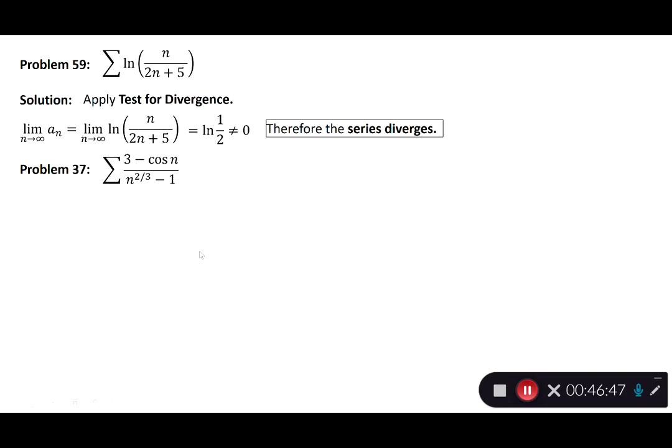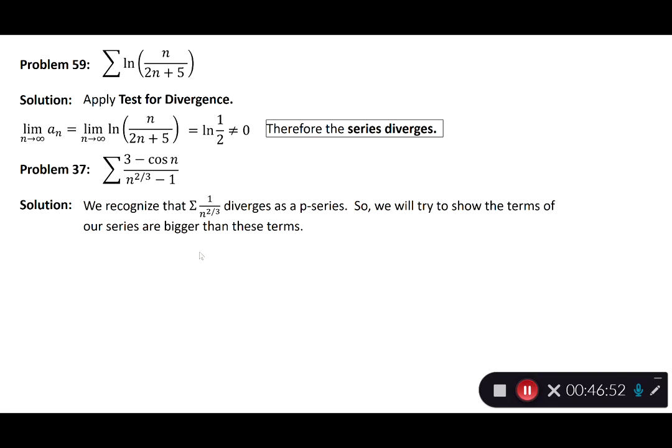Let me show you how we can approach this. Read that out. We recognize that sigma 1 over n to the 2/3 diverges as a p-series, right? P is equal to 2/3, less than 1. So 1 over n to the 2/3, we're not talking about all this series, it's just simply 1 over n to the 2/3. Sigma 1 over that one diverges as a p-series.